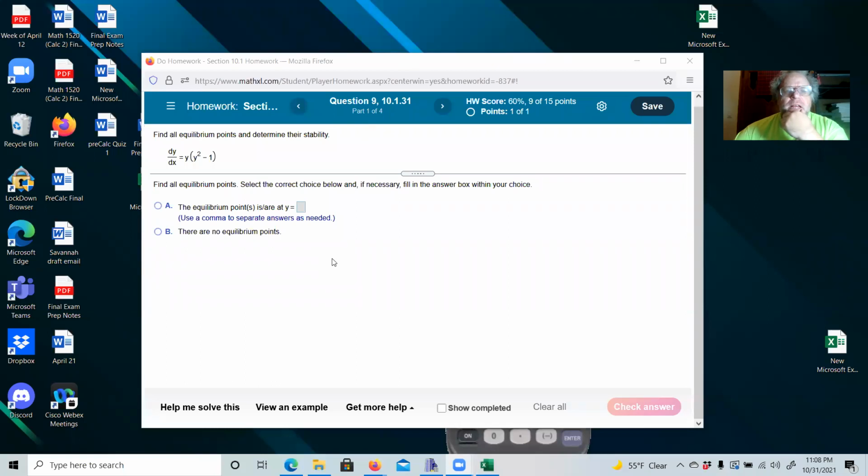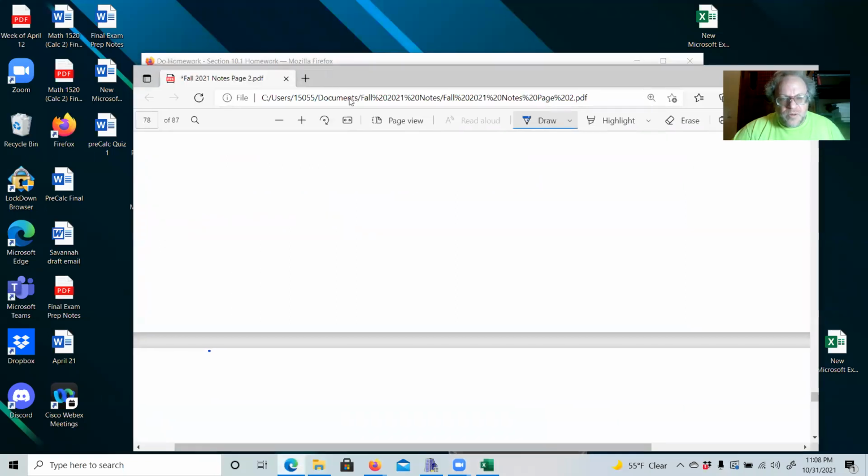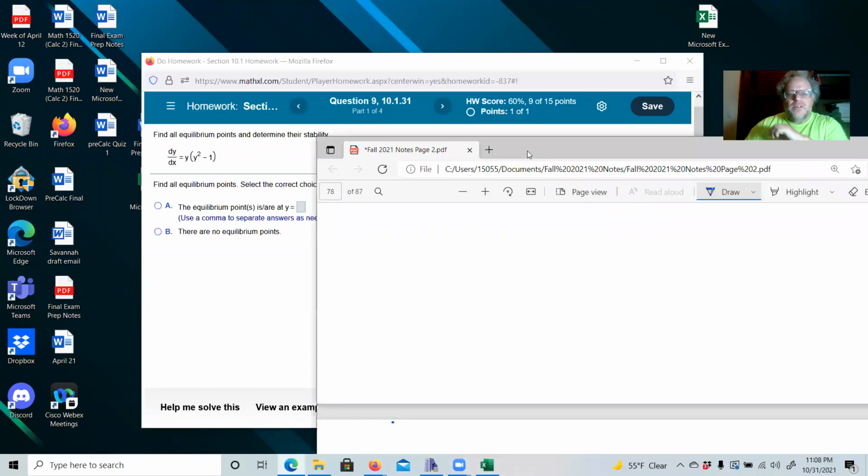All right, so find all equilibrium points and determine their stability. So this is what is known as an autonomous differential equation. Okay, so what do we have here? We have dy by dx is equal to y times (y squared minus 1).